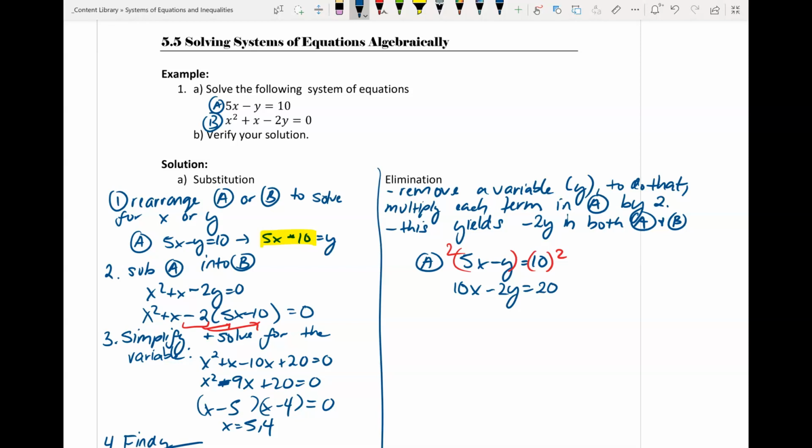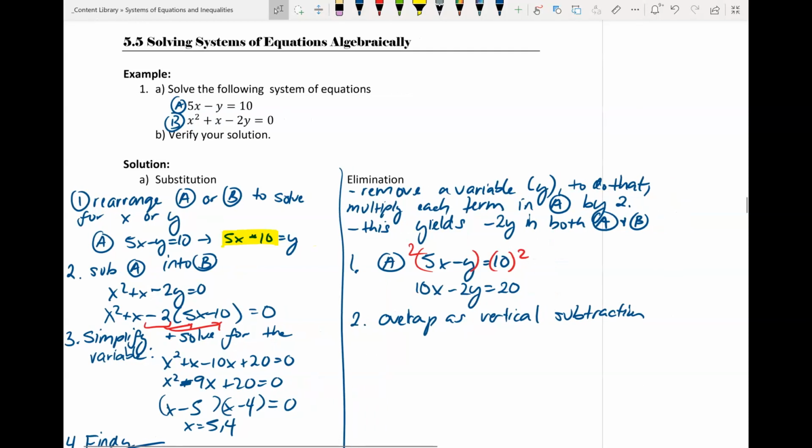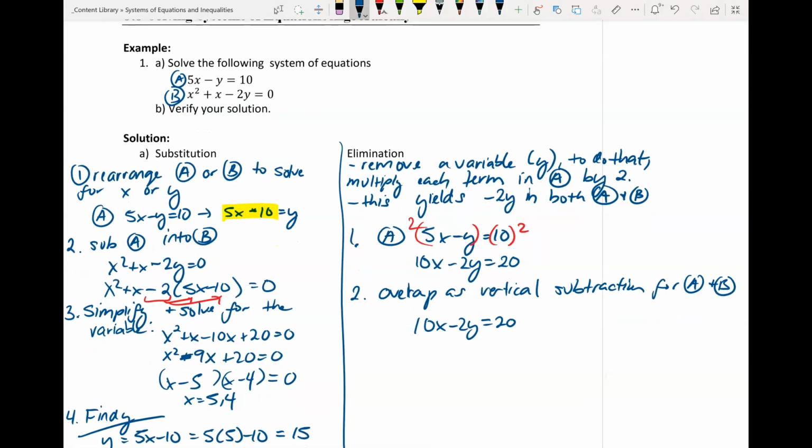And then I'm going to overlap it. Step 1, step 2. Overlap as vertical subtraction for A and B. So A, we just wrote it as 10x minus 2y is equal to 20. And then for B, I'm going to write this underneath and align all of my terms.